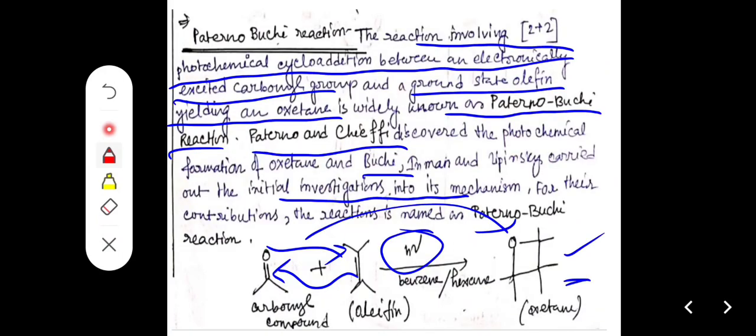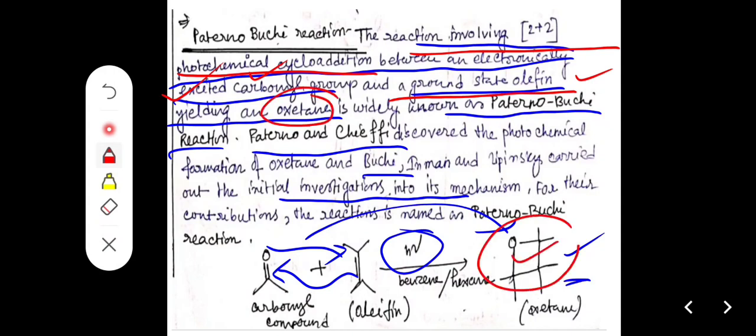That is why the reaction is a 2 plus 2 photochemical cycloaddition between an electronically excited carbonyl, because the carbonyl group can be excited and electron promotion can take place, and a ground state olefin. So the reaction produces an oxetane, this type of compound. This is called an oxetane. So we get the Paterno-Buchi reaction.